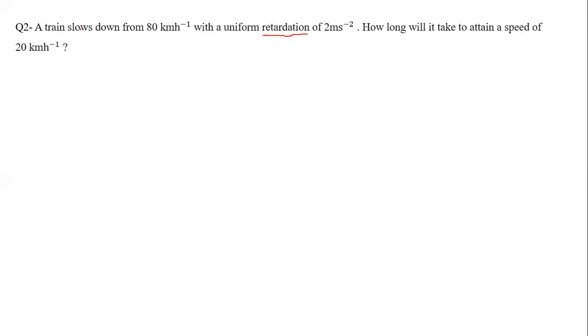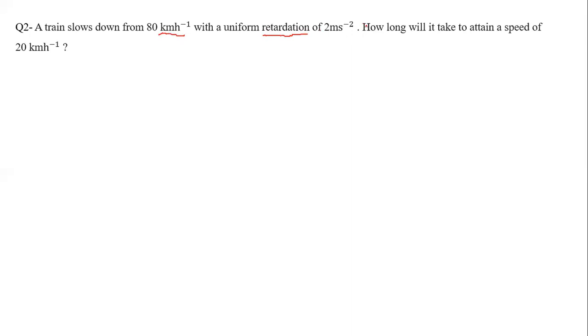Okay, it means that a train is slowing down. First, its velocity is 80 kilometer per hour. Here you have to identify what this is. This is kilometer per hour, and kilometer per hour is another unit for velocity. And they have said with a uniform retardation of 2 m/s². Retardation is another name for acceleration. So the acceleration is 2 m/s².